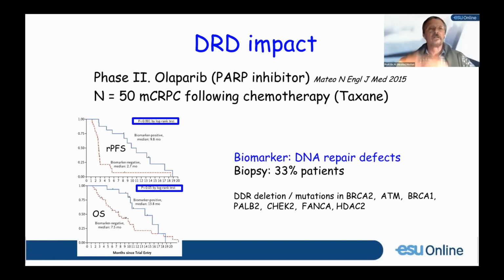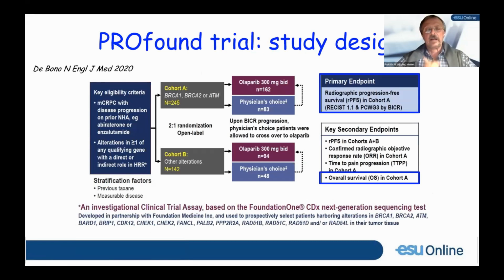Based on that, the PROfound trial was launched. I just want to focus a little bit on this trial to highlight several things. It's a prospective randomized controlled trial. All the patients have an mCRPC. They all had been previously treated with an ARTA, either ABI or ENZA. Docetaxel was allowed, but roughly half of the patients did not receive docetaxel upfront.